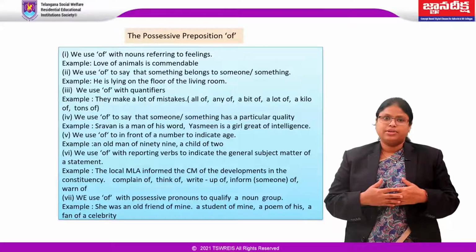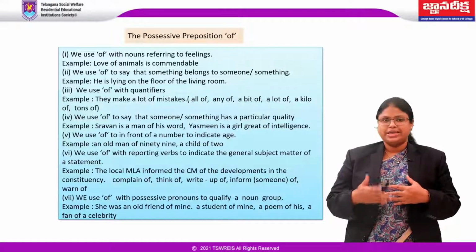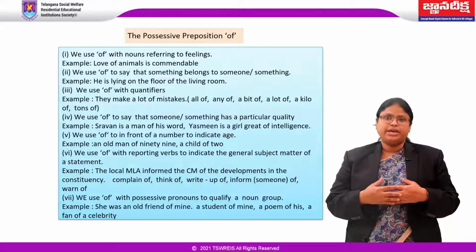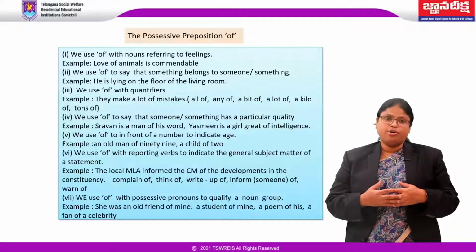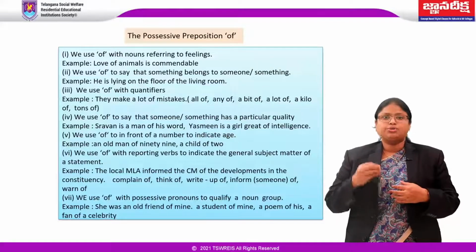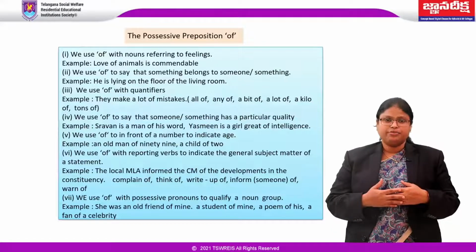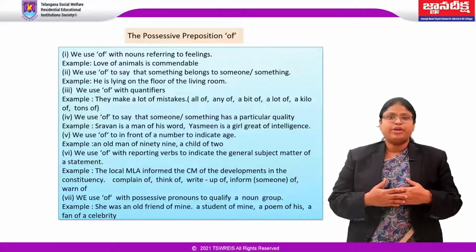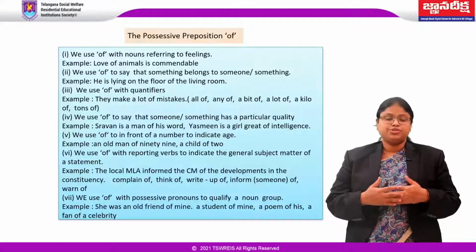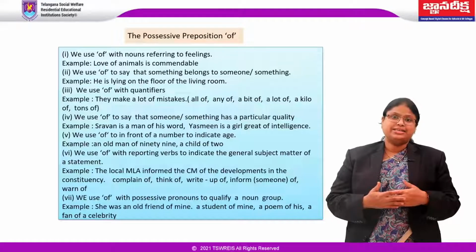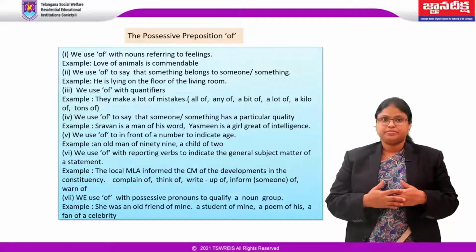Now let us see more, like complain of, think of, write of, inform of, warn of, etc. We use of with possessive pronouns to qualify a noun group. For example, she was an old friend of mine. She was a student of mine. This is a poem of his, and he is a fan of a celebrity.